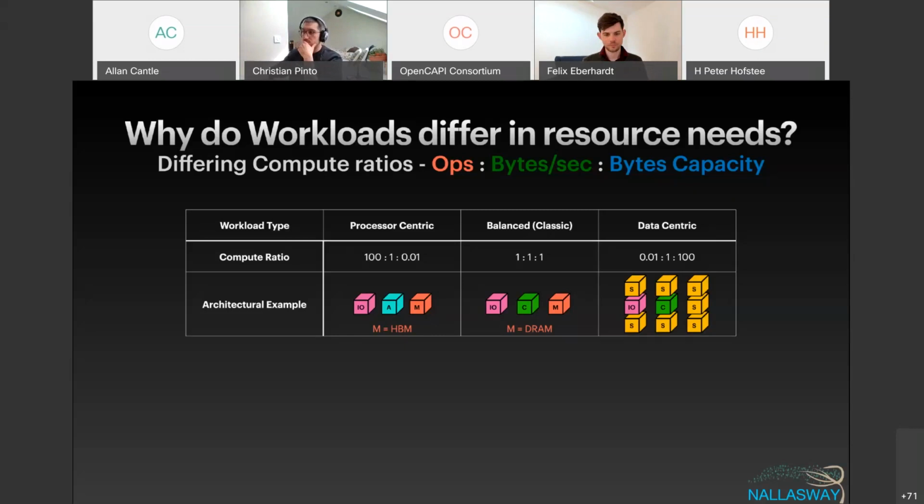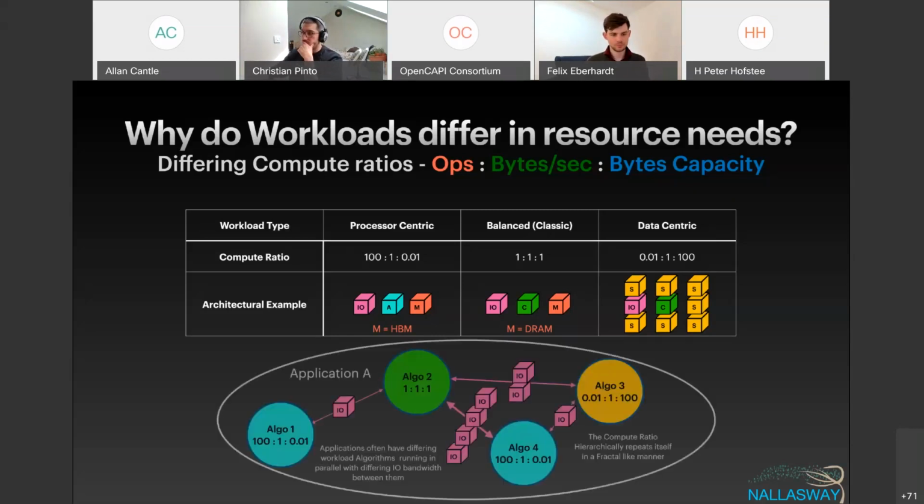But it doesn't stop there, because in reality, when you come to a specific application, you will have workload algorithms that exhibit these differing compute ratios. They will be running in parallel and communicating with each other with different bandwidth demands between these algorithms. And so that presents an even wider challenge in terms of composing the ideal infrastructure.